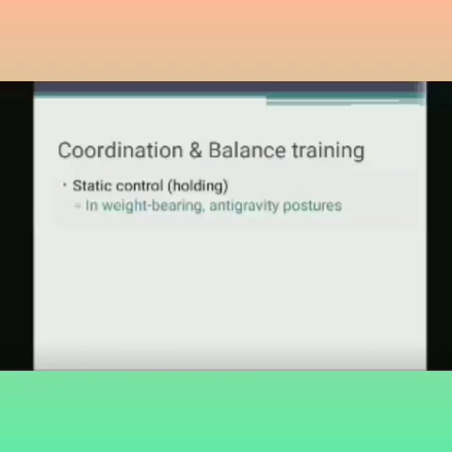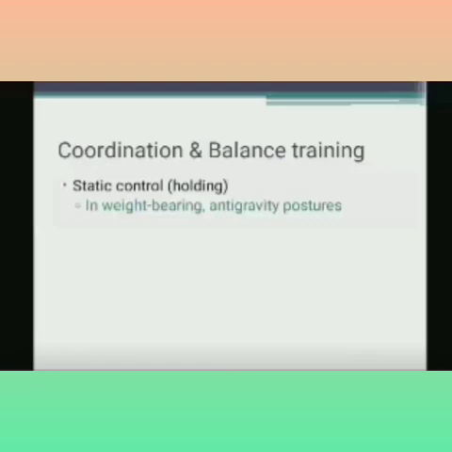Then conditioning, coordination and balance. Here it may be of two types: static control and dynamic control. Static control means maintaining a particular static posture, like sitting, standing, and not deviating from that position. So you have to train that also. Other than that, you have to work on the dynamic postural control also.